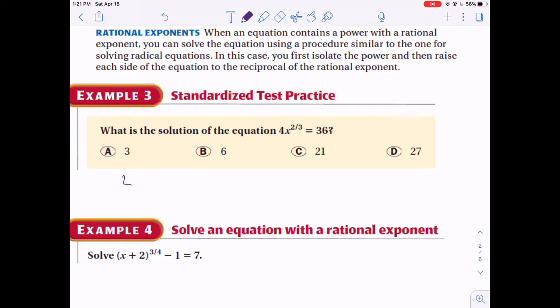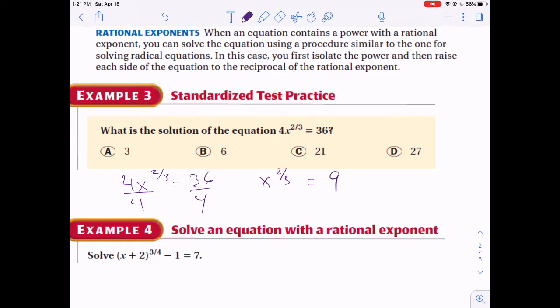So it's 4x to the 2/3. Now, when you're looking at that, please understand that 2/3 isn't going to the 4. It's the 2/3 power of x. So that rational exponent is not isolated yet. And that equals 36. So to isolate it, we have to get rid of the 4. So we divide both sides by 4. And then I have x to the 2/3 equals 9.